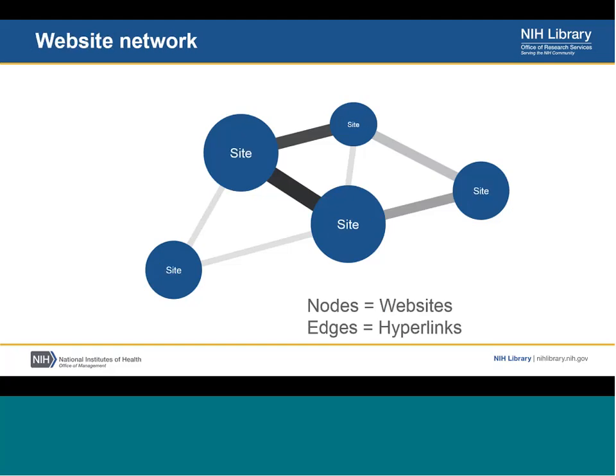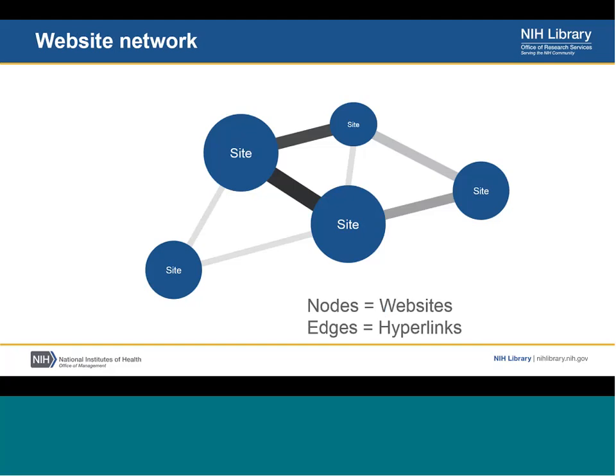Another example of a network would be websites on the World Wide Web. In this case, the individual nodes would be websites, and the edges would be hyperlinks where web traffic can move from one website to another website. This would be a directed network because the direction of the link matters. If you link from one site to another site, there's not necessarily a corresponding link back to the original site. So the directions very much do matter, and this would be a directed network.